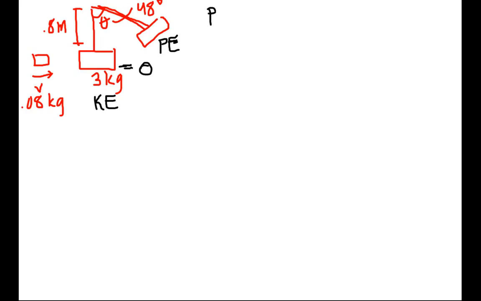So potential energy is equal to mgh, as we know. We know what the mass is. We know what gravity is. But how would we figure out the height? Well, the height would just be the difference between the length of the pendulum, subtracted by the y component of the pendulum after it's at its max height.